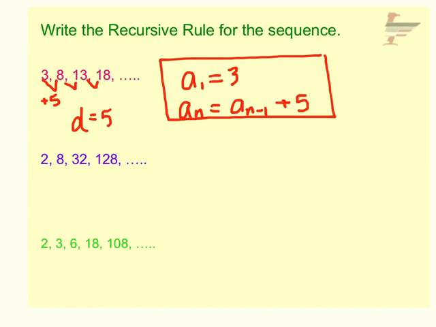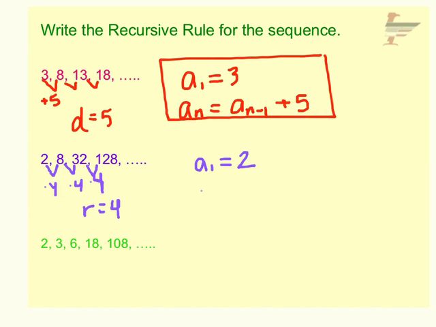In this next example, we can see how they are getting from one term to the next. Looks like we're multiplying by 4, which makes this geometric. Because you're multiplying by 4, that means your ratio is 4. So when you go to write the recursive rule, again, you have to start by identifying the first term.